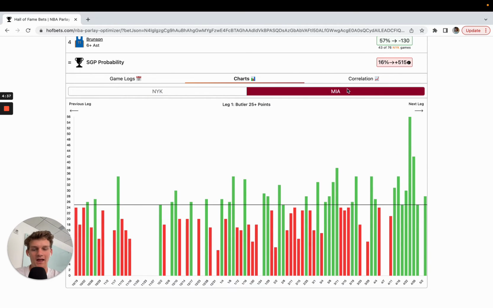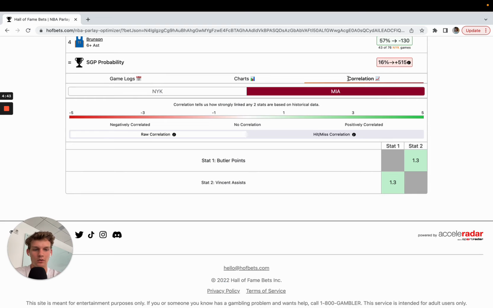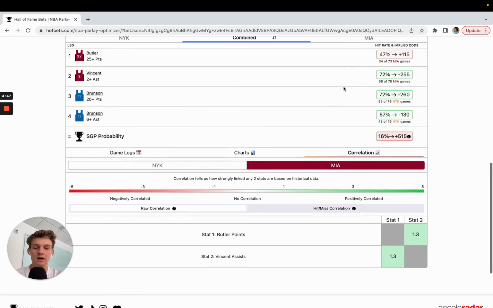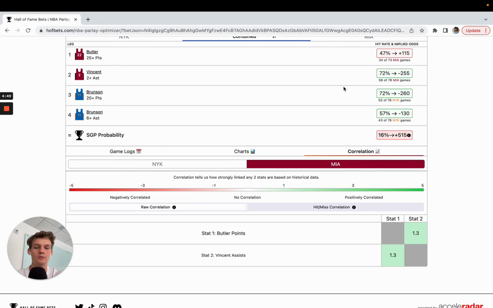And I think one of the coolest and neatest features that the platform has, that may be a little bit hidden, is leg correlation. So the leg correlation basically gives you an idea of how 2 props perform with each other. So number 1, you have raw correlation, which basically explains the magnitude. So if Butler's scoring a lot of points, what's Vincent's assists doing? Are they going down or are they going up?